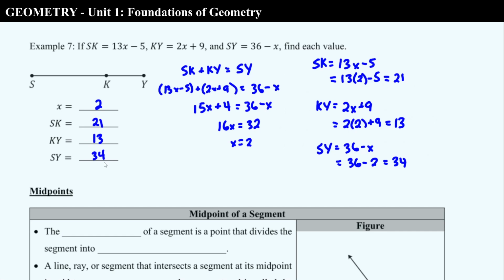And you can do yourself a quick check. We know that SK plus KY needs to be SY, so 21 plus 13 should give us 34, and it does.